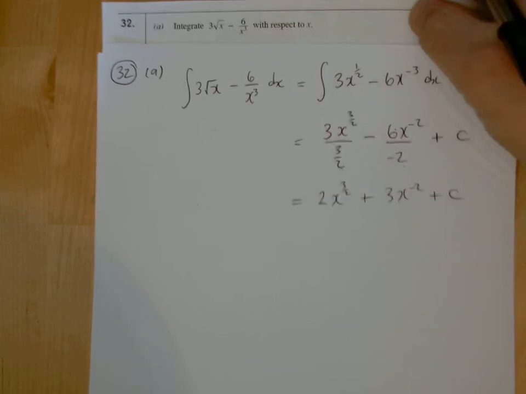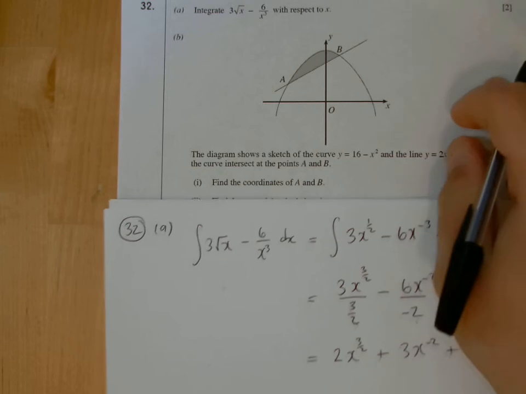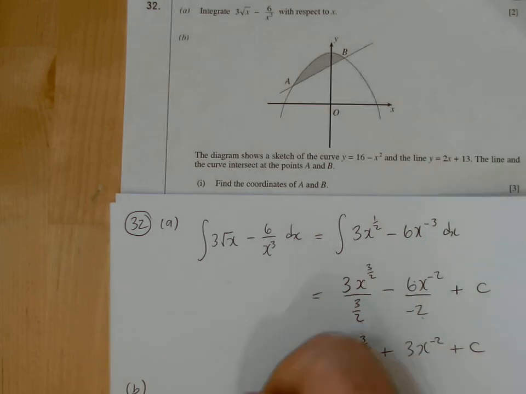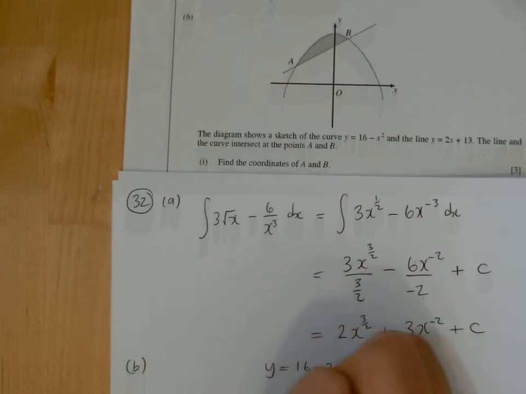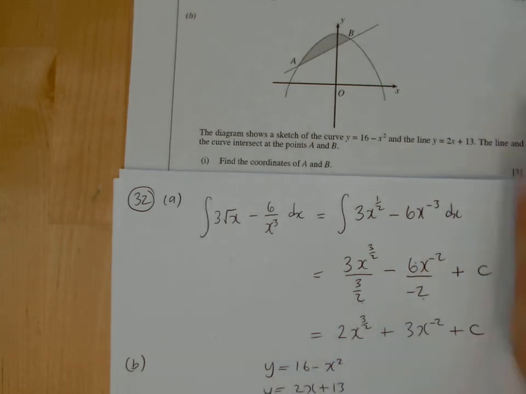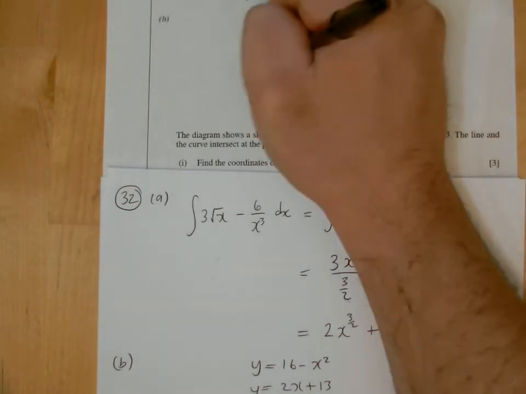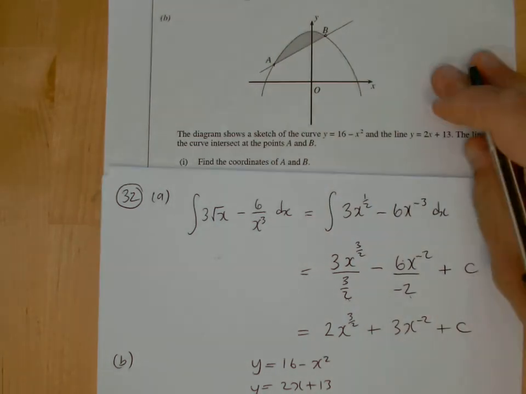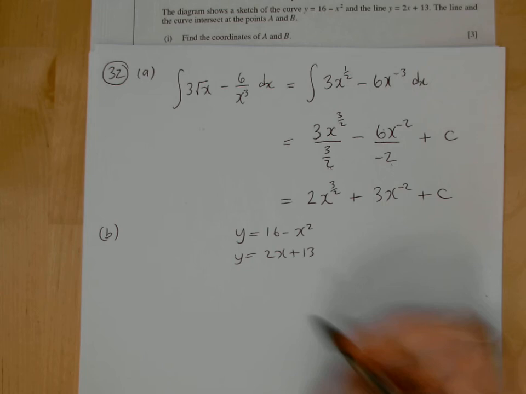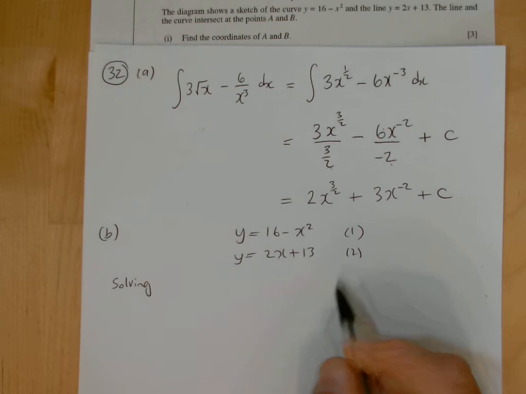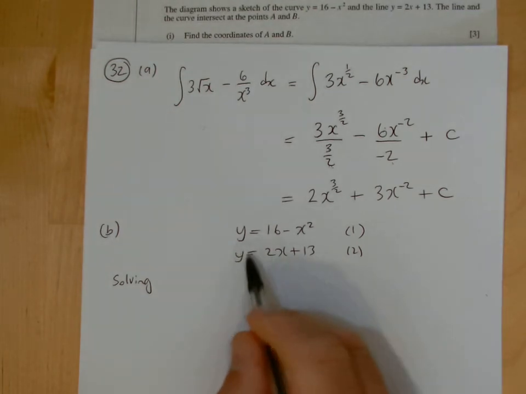So part B then, it asks us to, first of all, find the coordinates of A and B, okay? So you've got a curve, which is y equals 16 minus x squared, and the line y equals 2x plus 13, okay? And to get the coordinates of A and B, just take note, of course, that's where the curve and line intersect, okay? So where they intersect, we can solve simultaneously.